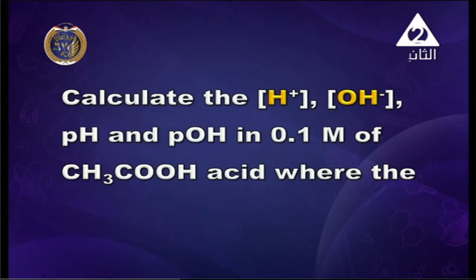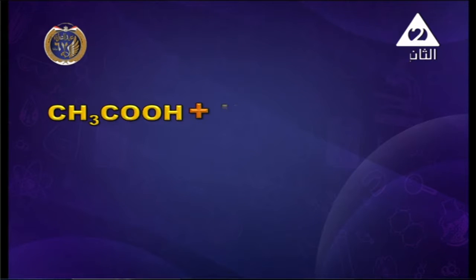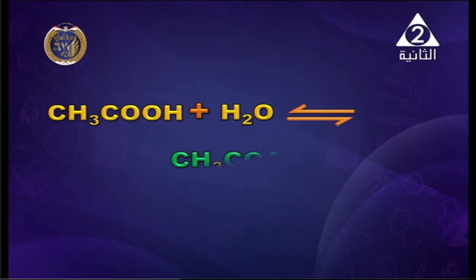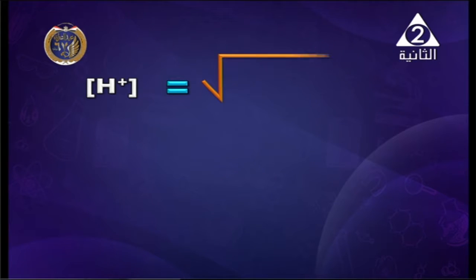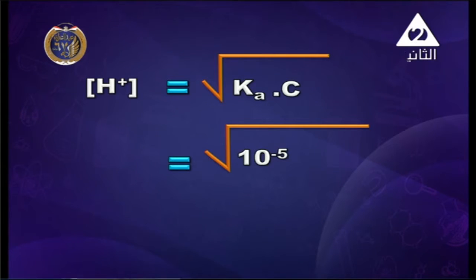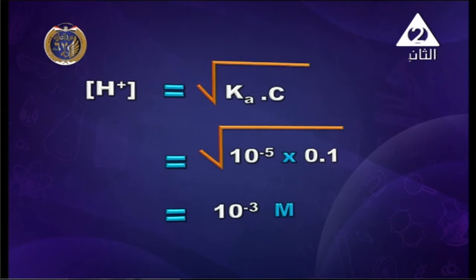Next example, calculate the concentration of hydrogen ion and the concentration of hydroxide ion and pH and pOH in 0.1 molar of acetic acid, where the equilibrium constant of the acid Ka equals 10 to power negative 5. Here the solution: the acetic acid plus water in equilibrium gives acetate ion and hydronium ion. Here the hydrogen ion equals the square root of Ka times C, so equals square root of 10 to power negative 5 times 0.1, so equals 10 to power negative 3 molar.